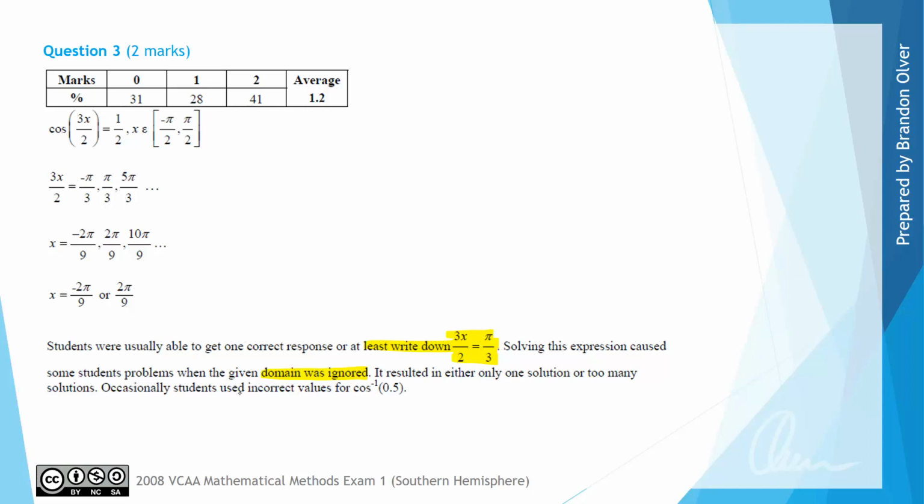Occasionally students used incorrect values for cos inverse of a half, and that comes back to the need to know your exact values well for these exams.